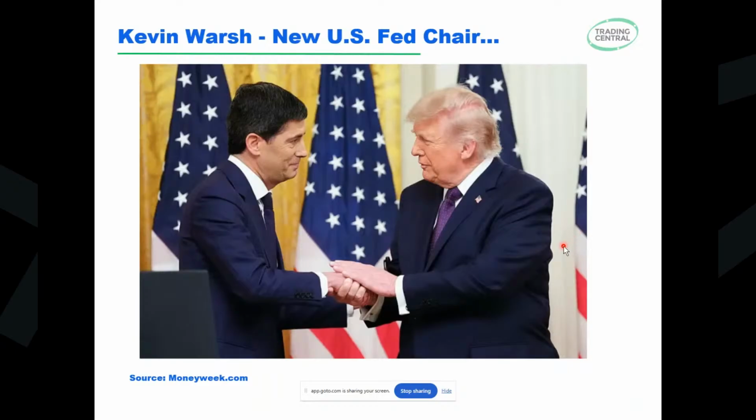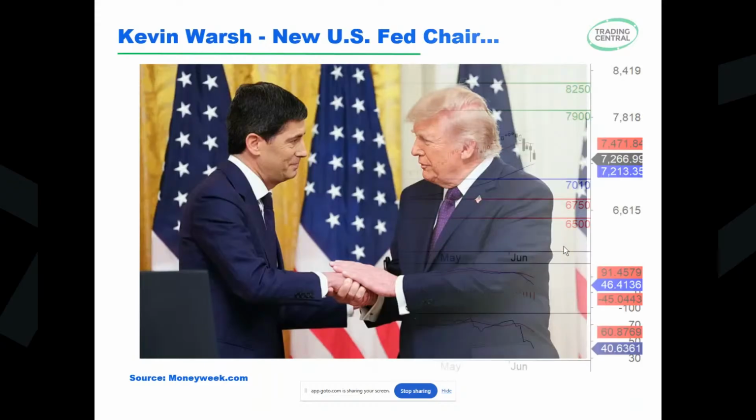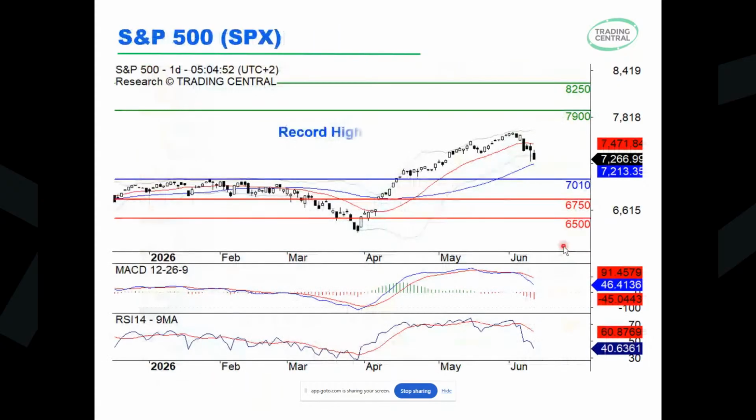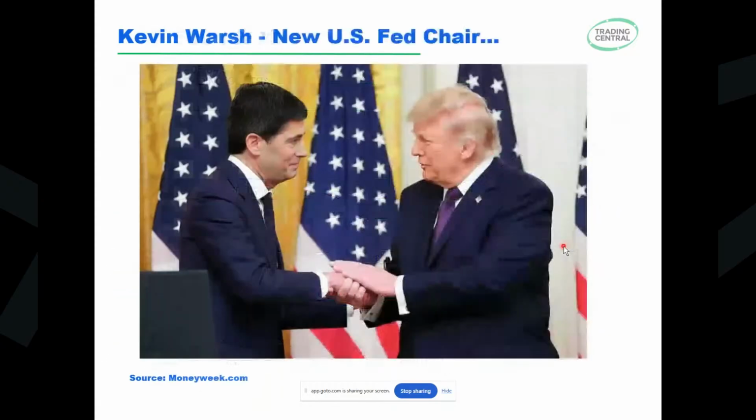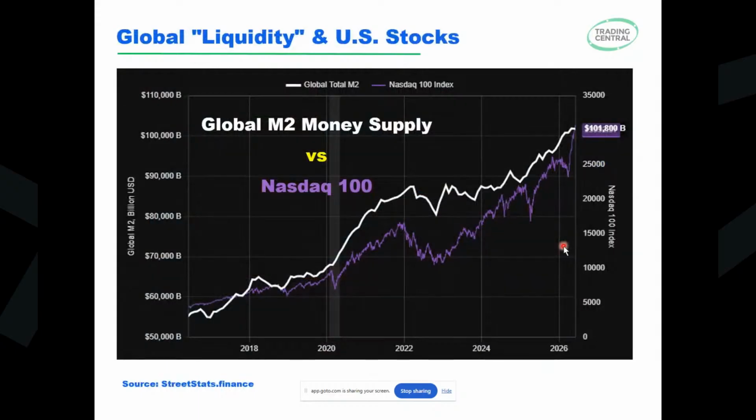I pointed out some factors already. For one, the Federal Reserve is not going to hike interest rate. It is going to cut interest rate. And liquidity is on the upside again. It remains on the upside. So I don't see any change in trend of the U.S. stock market at the moment. We can have some consolidation and then we are up again. This is my opinion.